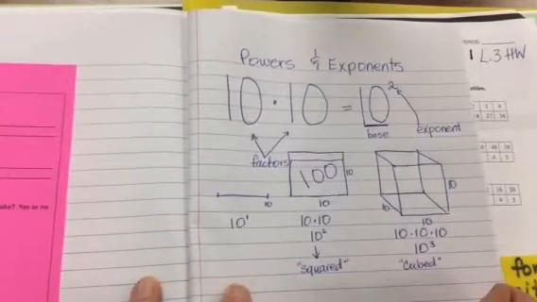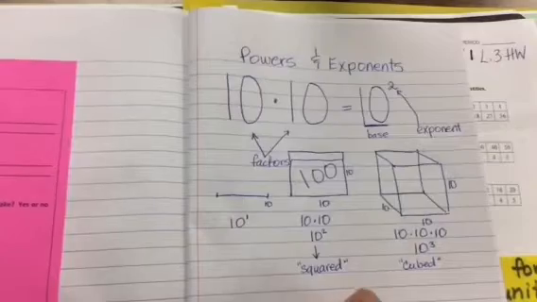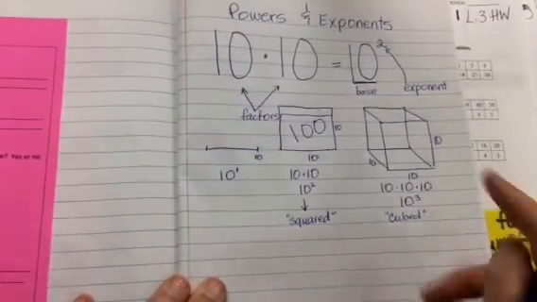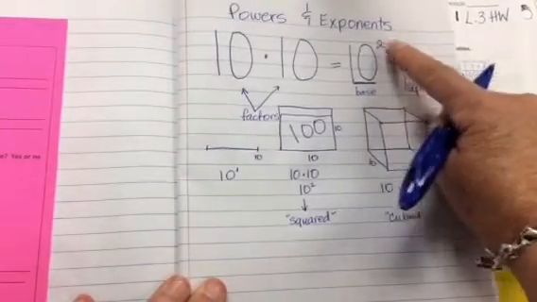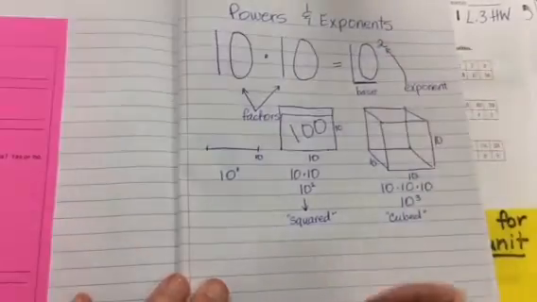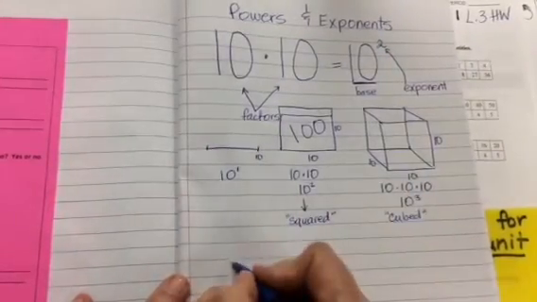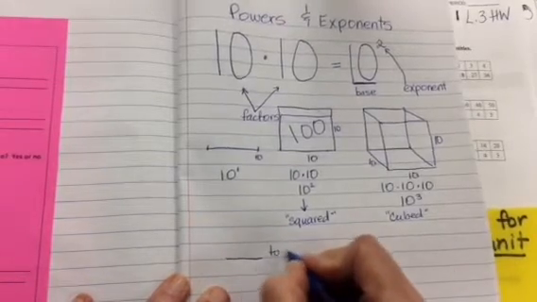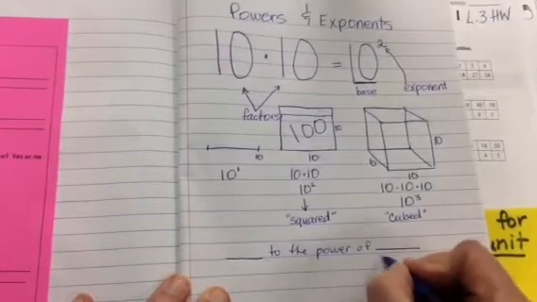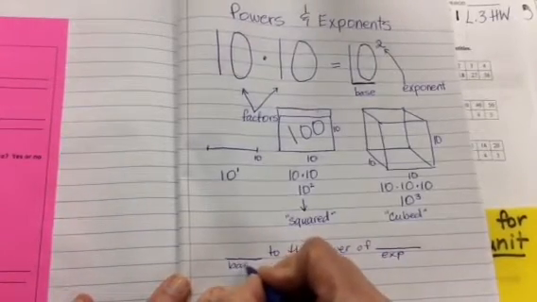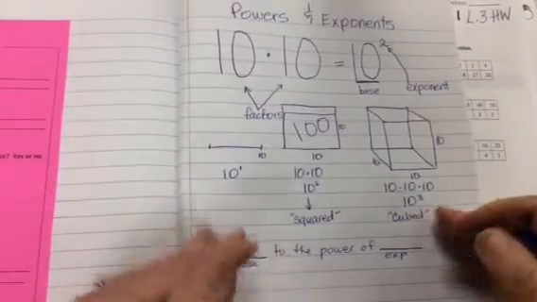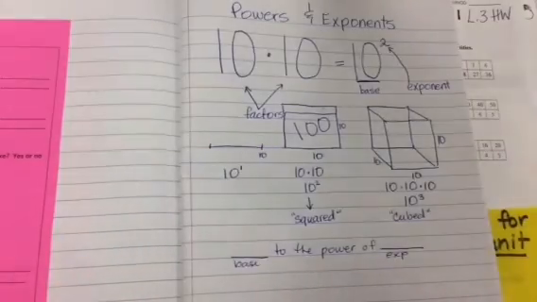Okay, all right. It's important to learn the proper way to say things. You can say 10 to the power of 2, or you can say 10 to the second power, or you can say 10 squared. Usually, if it's not squared or cubed, you would just say the base to the power of the exponent. So you could say 2 to the power of 3, 2 to the power of 8, or you could also say 2 to the third power, 2 to the 8th power.